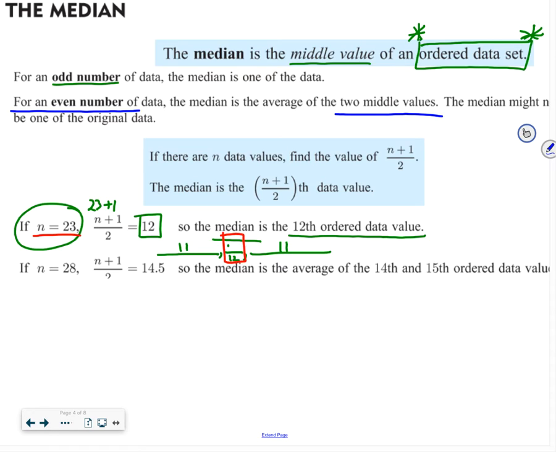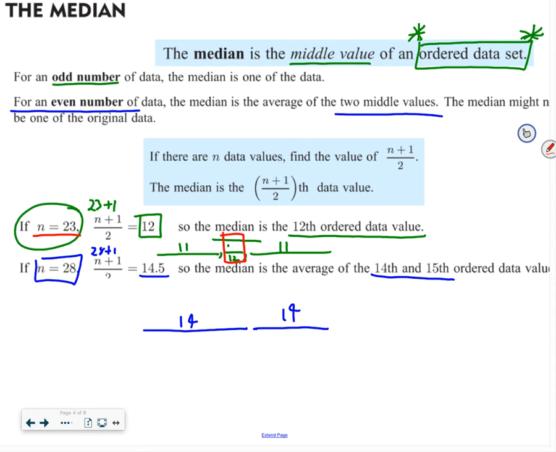So if you did this equation, 28 is our n. So we do 28 plus 1 is 29, divided by 2 is 14.5. So that means we have to take the average of the 14th and 15th. If we're thinking about 28 pieces of data, we have 14 pieces of data here, and we have 14 pieces of data here. So there is no middle.